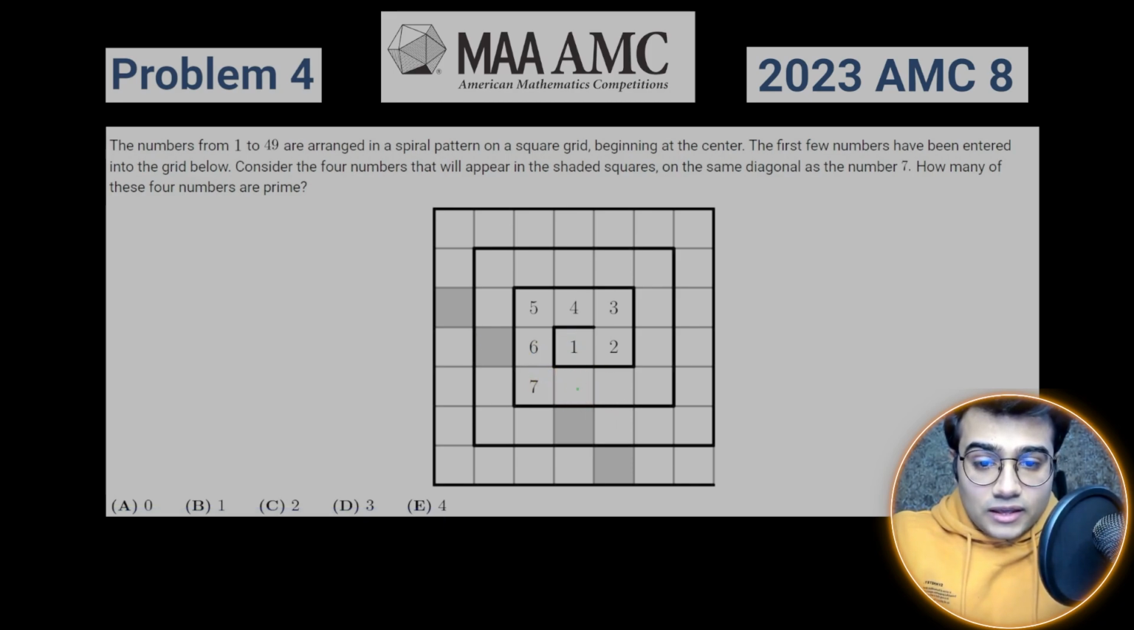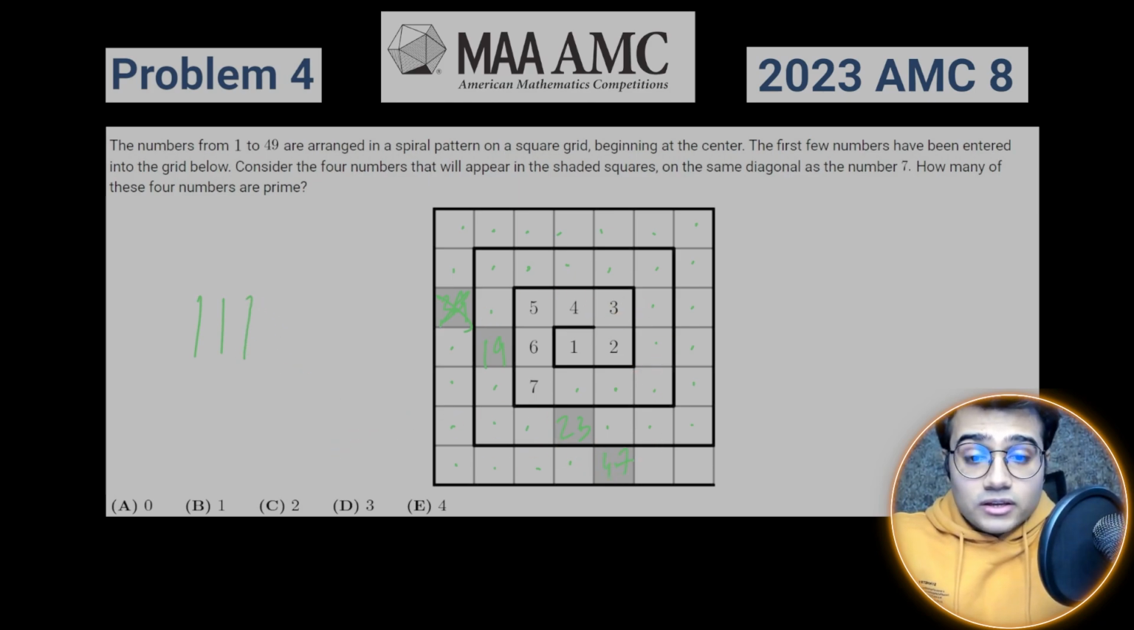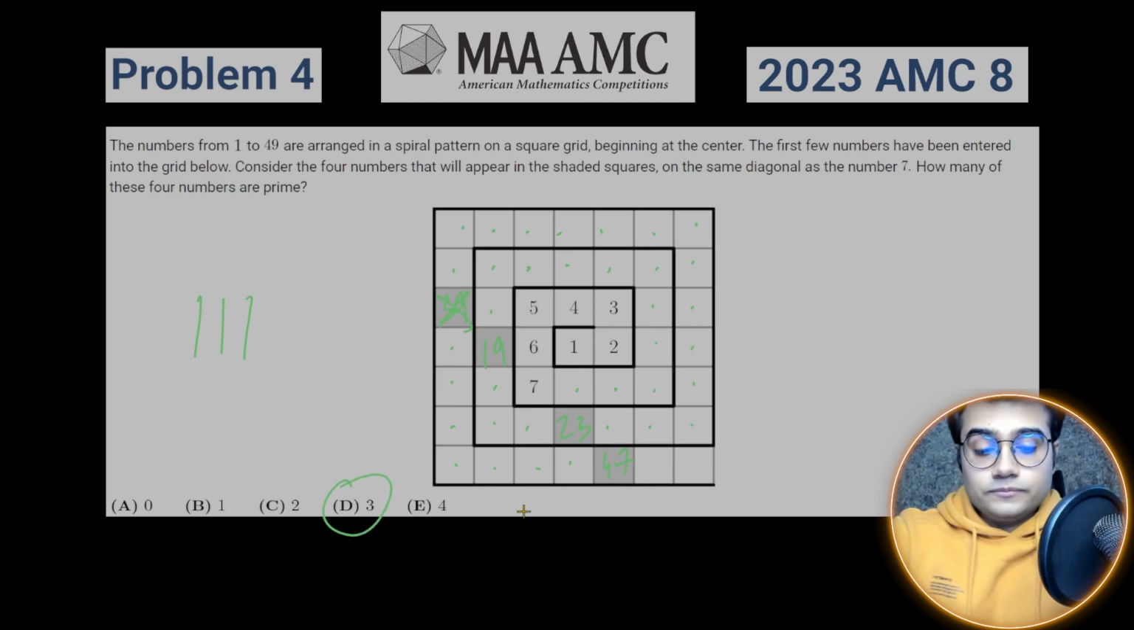So we have 7, 8, 9, 10, 11, 12, 13, 14, 15, 16, 17, 18, 19. 19 is a prime. 20, 21, 22, 23. 23 is also a prime. 24 up to 39. Now 39 is not a prime. It's a multiple of 3. So we cross that out. 40, 41, 42, 43, 44, 45, 46, 47 is a prime. So out of these 4 boxes, 3 of those were prime, so the answer is D.